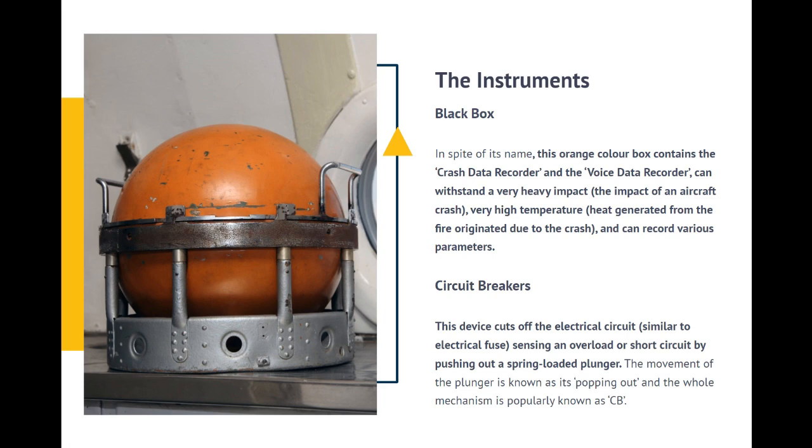Circuit breakers. This device cuts off the electrical circuit, similar to an electrical fuse, sensing an overload or short circuit, by pushing out a spring-loaded plunger. The movement of the plunger is known as its popping out, and the whole mechanism is popularly known as CB.